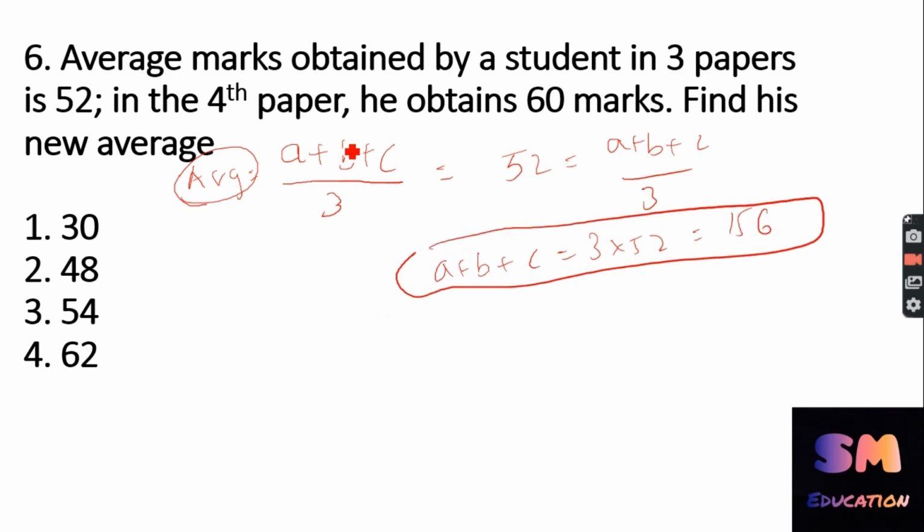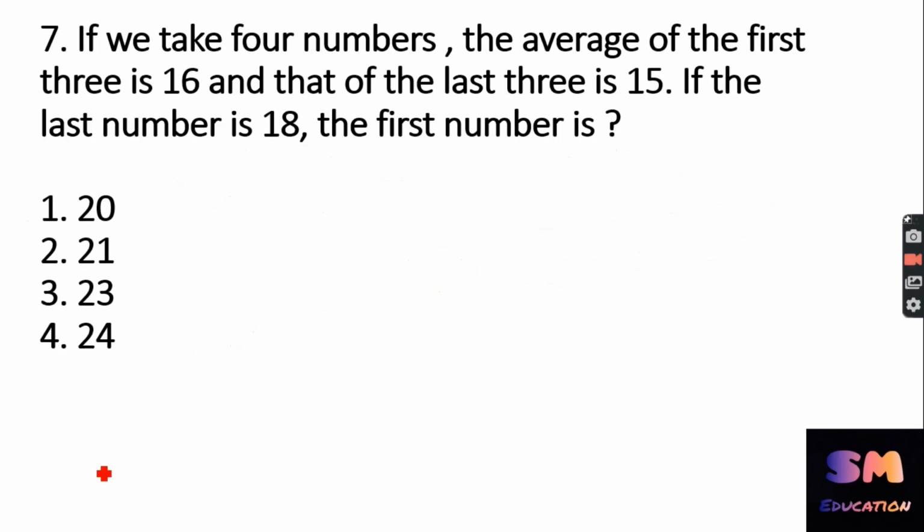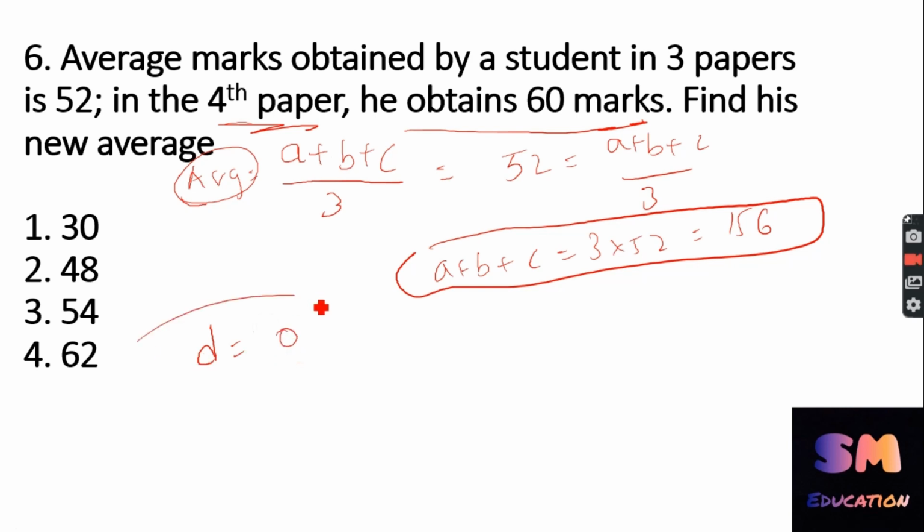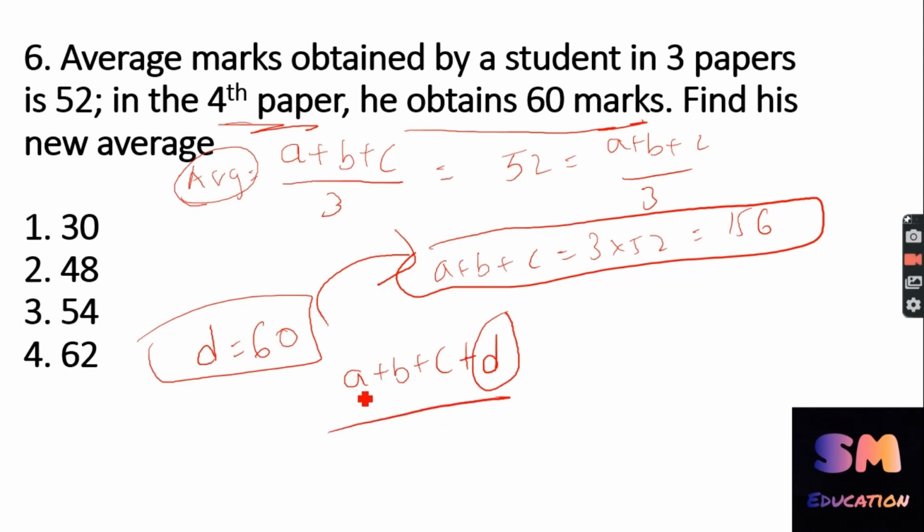Let's keep this aside. Now, in the 4th paper, he obtained 60 marks. Let the 4th paper be D, and he obtained 60 marks in that 4th paper. Find his new average. Now, this 4th paper is added to the previous average. Now, we add A plus B plus C plus D as a new observation is added. How many observations are there? 4 observations are there.